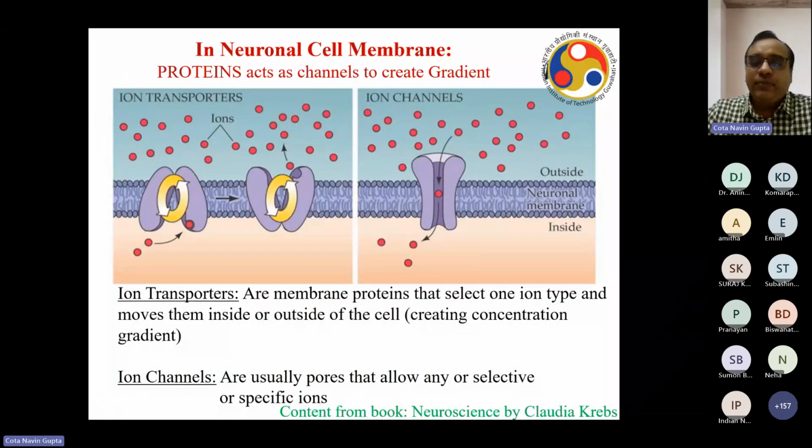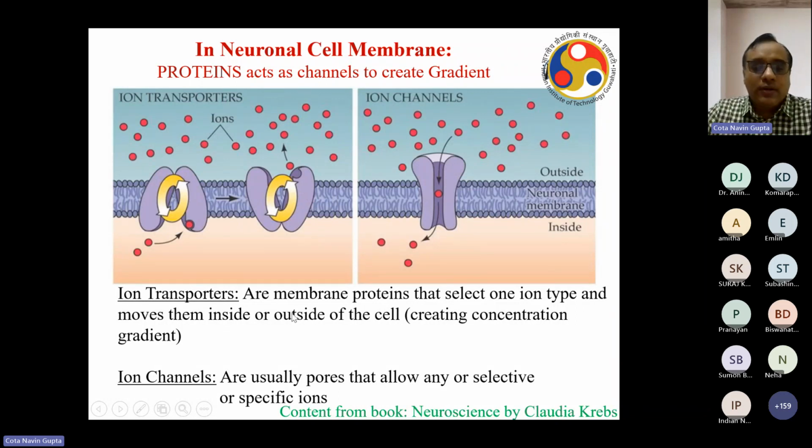Okay, so I told you about the cell membrane. We have your lipids. This is the outside of your cell membrane, and this is the inside of your cell. These are the proteins across your cell membrane, and there are a lot of ions across your cell membranes.